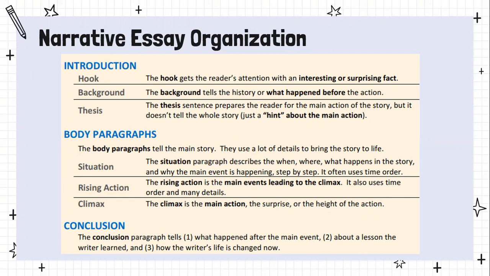So after this interesting fact that I write to grab the reader's attention, I need to introduce what I'm going to talk about. I want to introduce my story in the introduction. So I write some background information. So after the hook, I have the background information. The background tells the history or what happened before this main action that I'm going to present in the story. So before starting to tell the story and what's the major event, what happened first? How did this all start? So this is what I write in the background information.